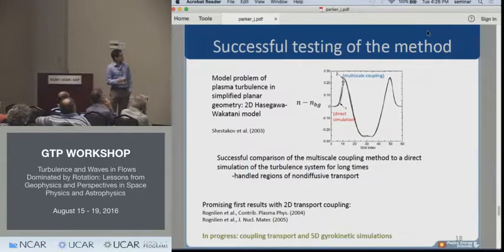There were also some promising first results using 2D transport coupling, where the equilibrium was 2D. And in progress are coupling these transport equations and the 5D gyrokinetic simulations. I don't have results on that yet, but it's in progress. The transport equation, I'm going to be beginning in 1D, and then if you've got really fast rotation, you can get to 2D equilibria. But it makes it very simple that these tokamak equilibria are 1D.